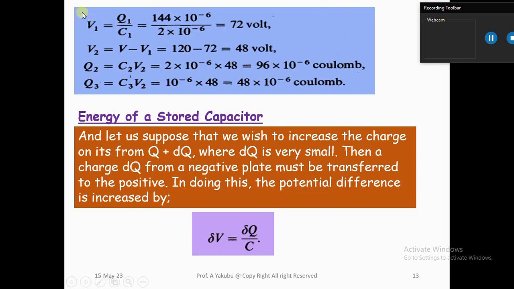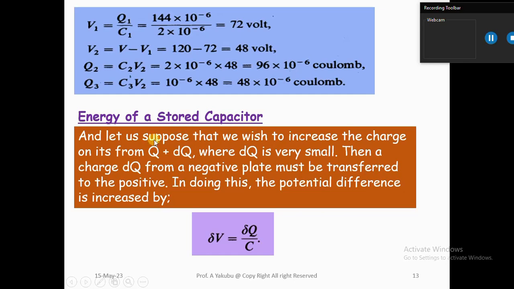For voltage V1, V1 is Q1 over C1. Put those values in and divide by the capacitance C1. So our V2 now will be V minus V1, which is 48 volts. Q2 is going to be C2 V2, which is 96 times 10 to the power minus 6 coulomb, and Q3 is going to be C3 V2, which is 1 times 10 to the power minus 6 times 48, equals 48 times 10 to the power minus 6 coulomb.